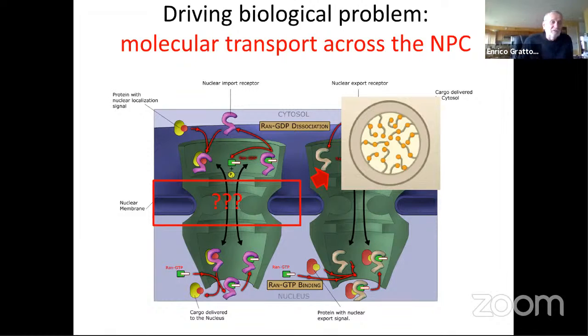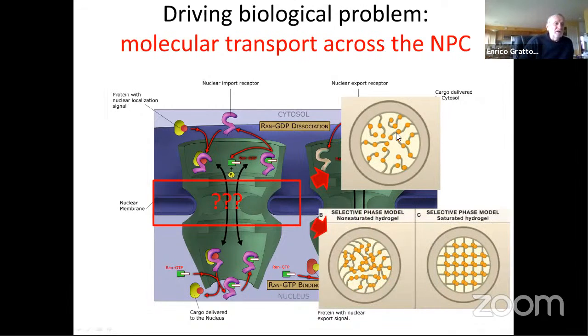Okay, so if we measure the time it takes to pass through, we can exclude models. There are three kinds of models. One is essentially the destruction of the hole. The second is the phase separation, and the third is the saturated phase model.